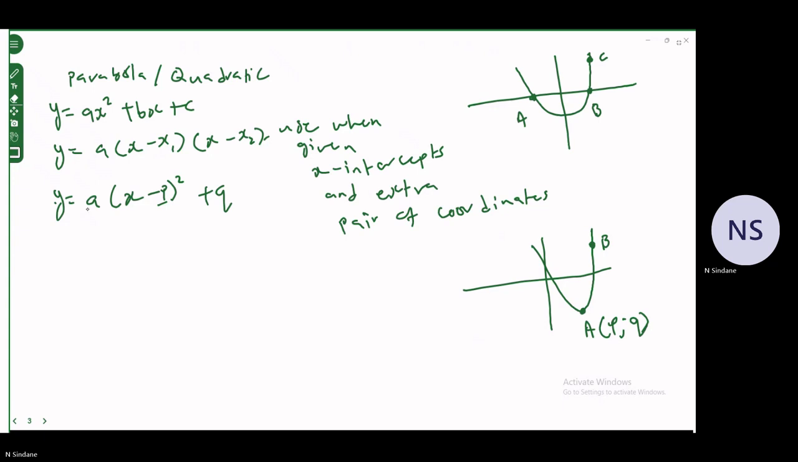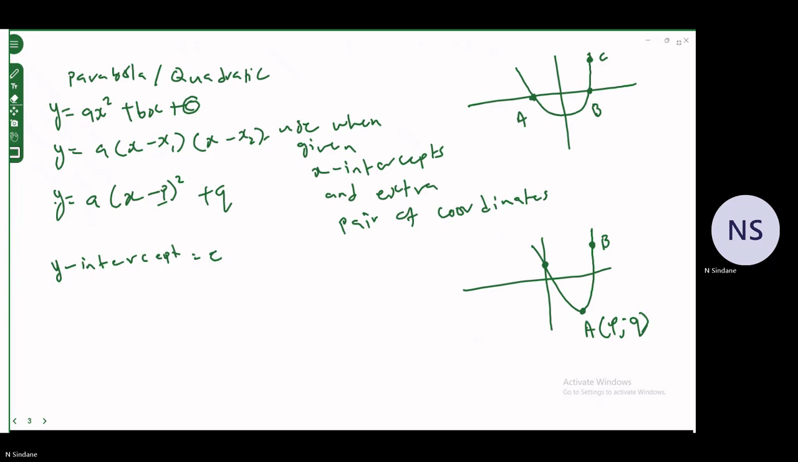Okay, then we move to the y-intercept of this graph. For the y-intercept, we're looking at the point where x is equal to 0. So in this case, it is at that point, and that point is represented by this. The y-intercept is equal to c, right? The y-intercept is equal to c for this equation.